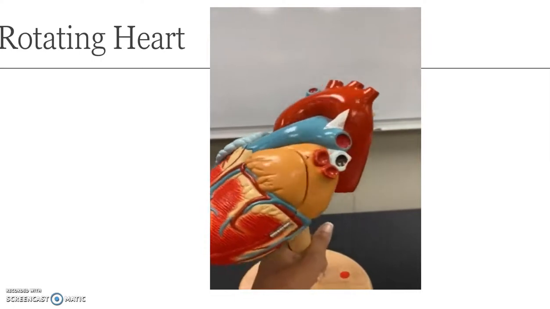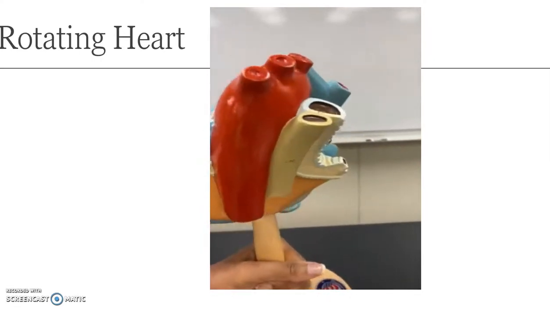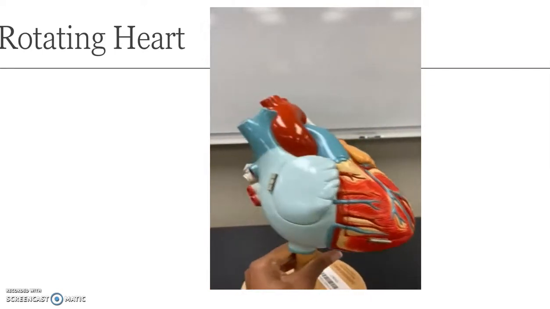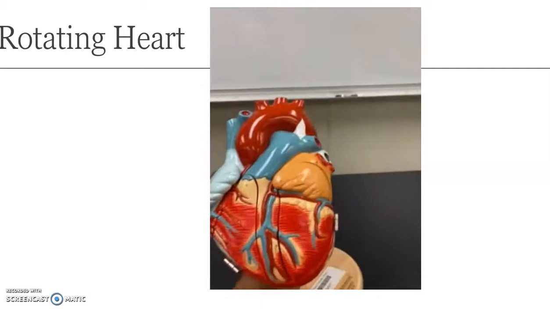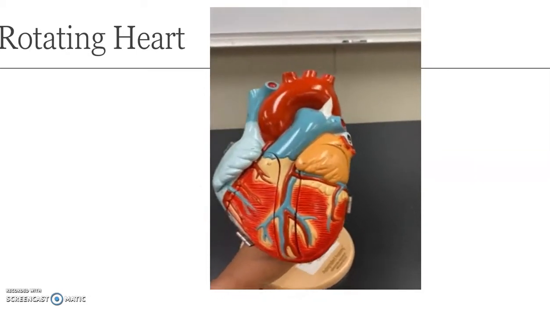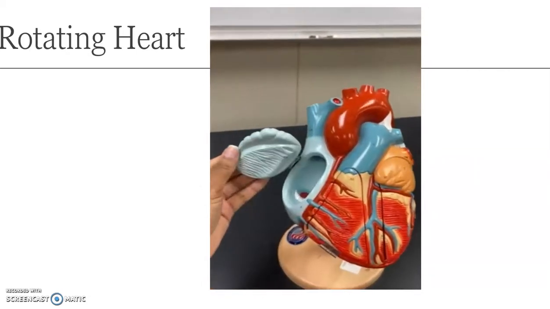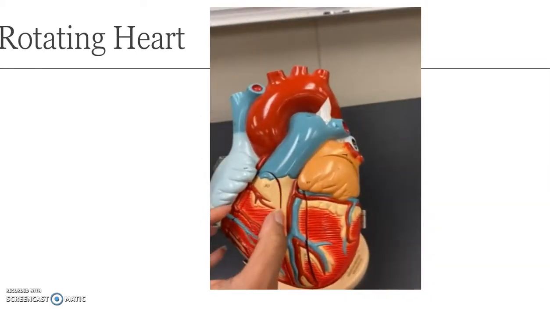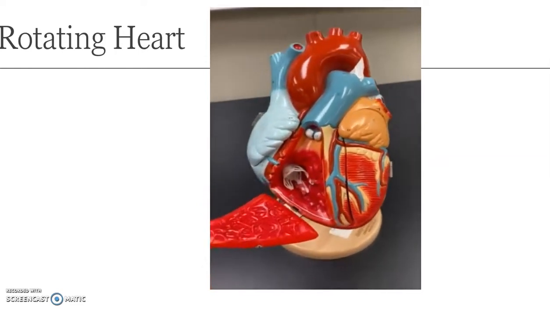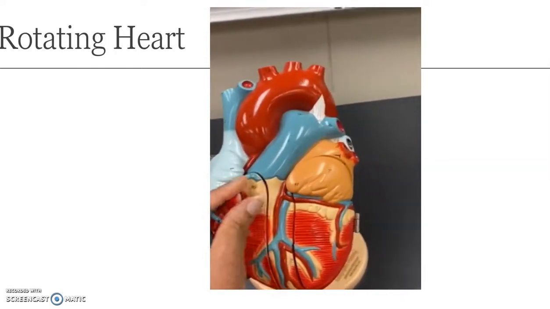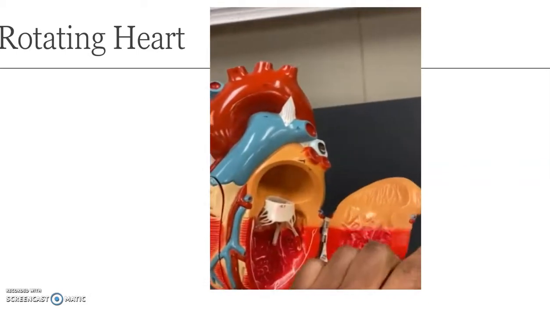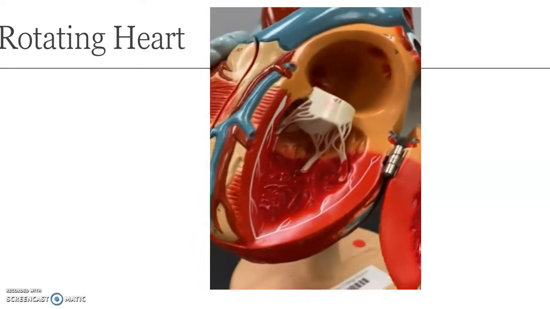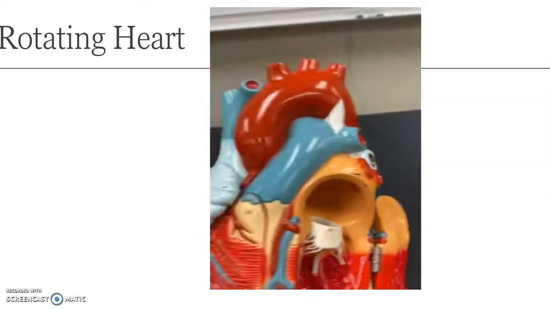This is an anterior view of the heart. This is a posterior view of the heart. Anterior. Right side of the heart. Right side of the heart, lower chamber. Left side of the heart. You can see the upper chamber as well as the lower chamber. The upper chambers are called atriums. The lower chambers are called ventricles.